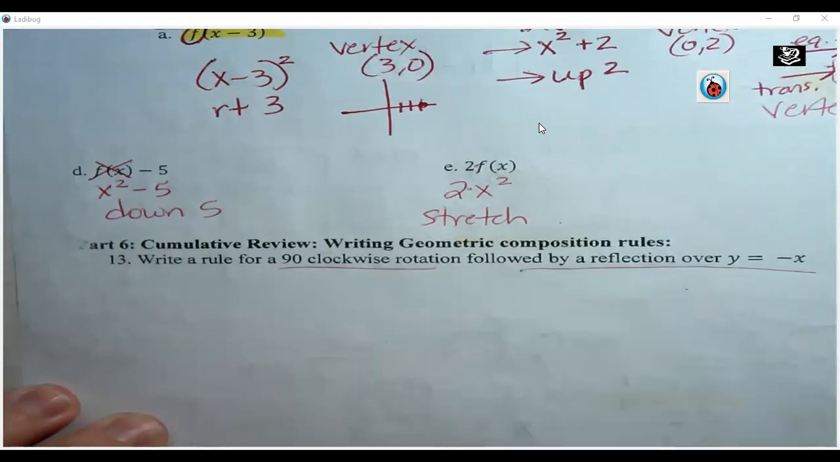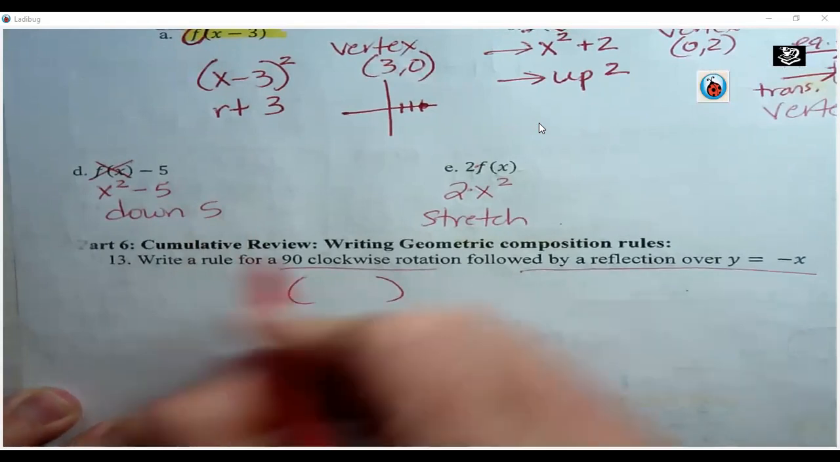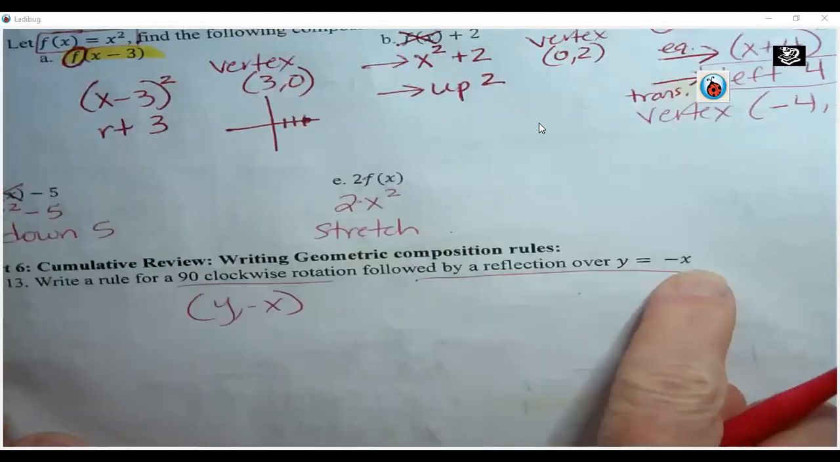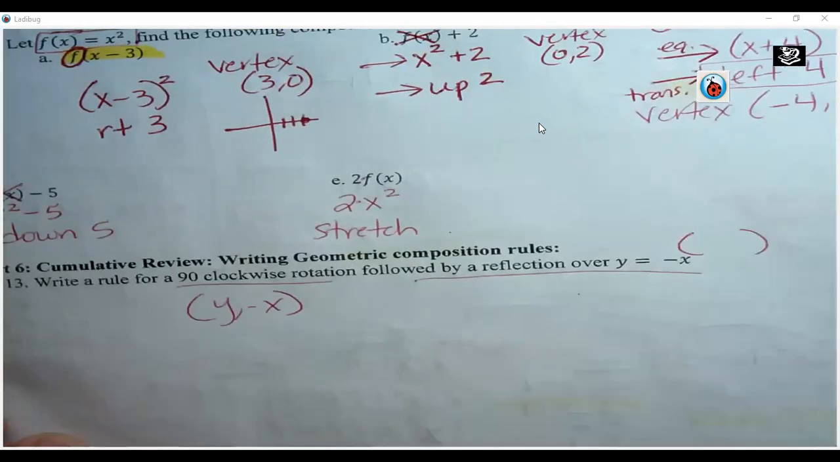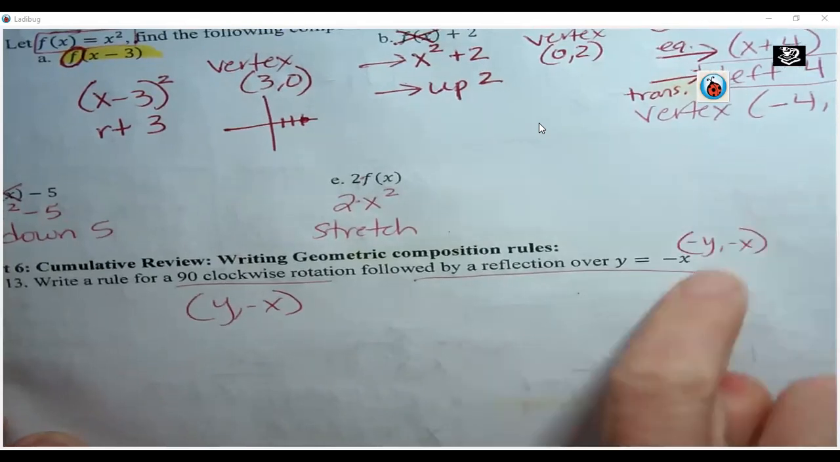All right, and then an old problem: write a rule for a 90 degrees clockwise rotation followed by reflection over y equals negative x. All right, does anybody remember the rule for 90 degrees clockwise? Y, negative x. Good, y opposite x. And y equals negative x, does anybody remember that rule? It's opposite y, opposite x. Good.